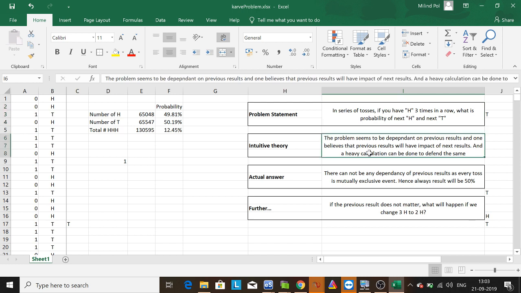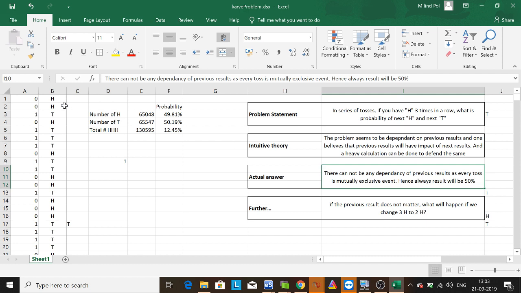Intuitively, it looks like because there have been three heads in sequence until now, the probability of the next head is low. Or there is another theory that if the next tail comes in, now I have to wait for three heads to come in, so the probability is skewed in one way or the other. My answer is these are all mutually exclusive events. Hence, the probability is going to be 50% all the time.